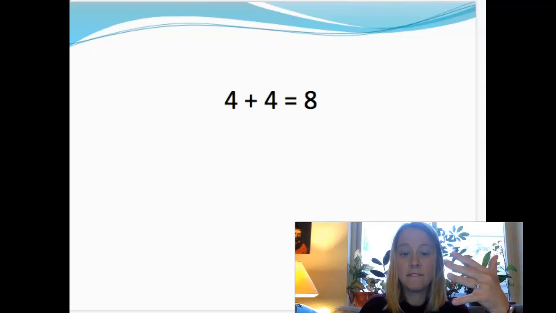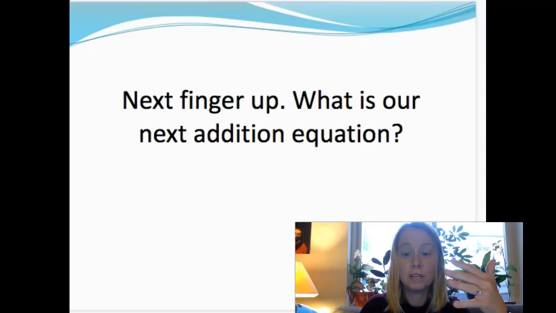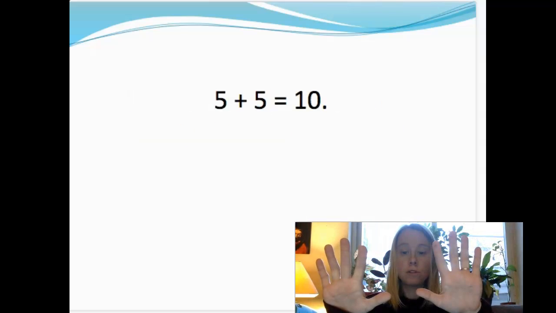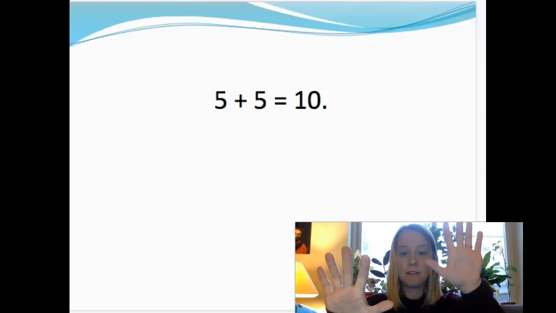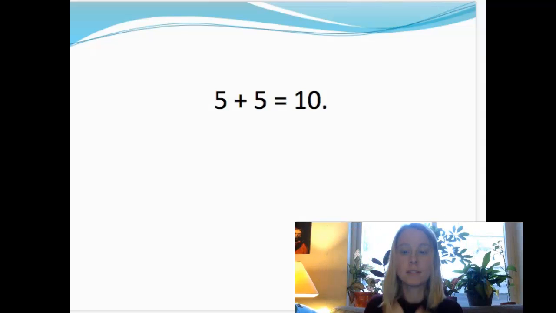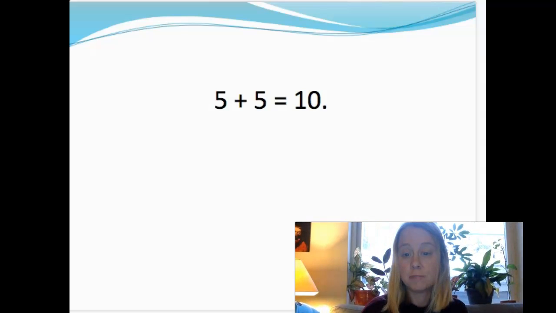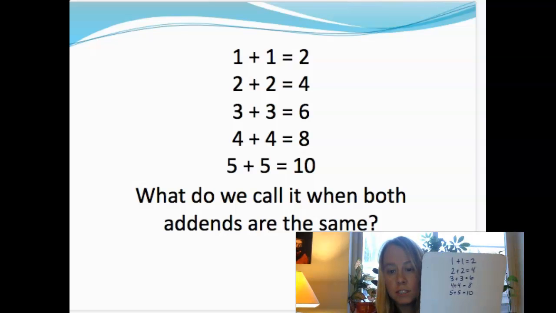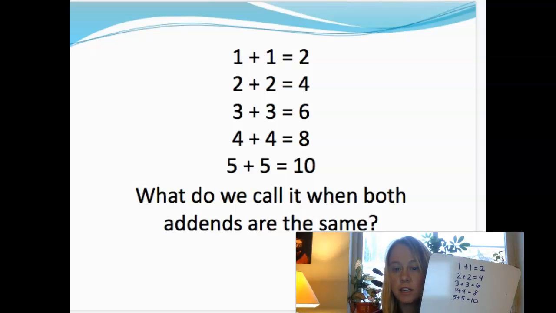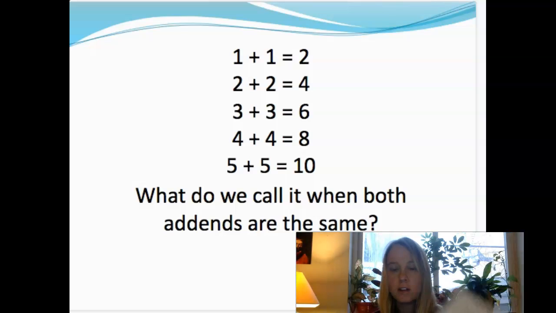Add your last finger. What is our new equation? Now we have 2 whole hands up. 5 plus 5 equals 10. Make sure you add all of those to your list. I'm going to pause and make sure I have all of those on mine too. Okay, we should have our whole list of addends from 1 plus 1 to 5 plus 5.